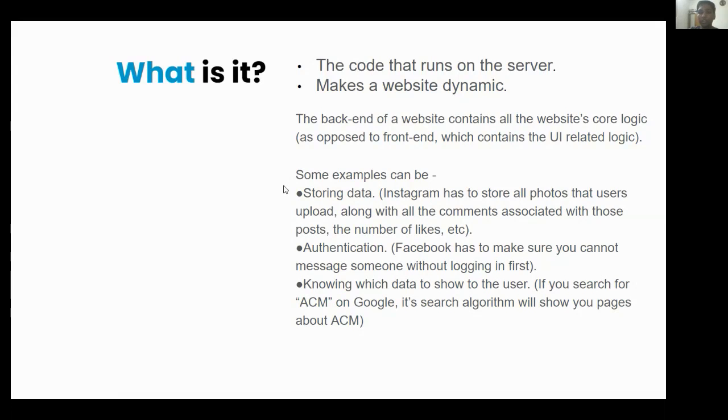The second example could be authentication. Facebook has to make sure that no one can message someone without logging in, so that there's an identity to every person. And the backend decides what is the data which has to be shown to the users. Like if you are searching for something on Google, the search algorithm will show you the results.